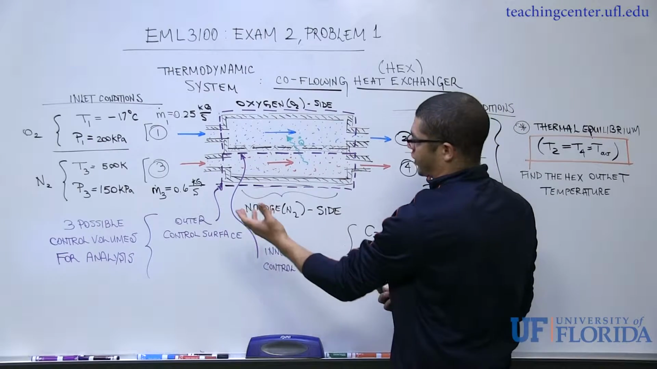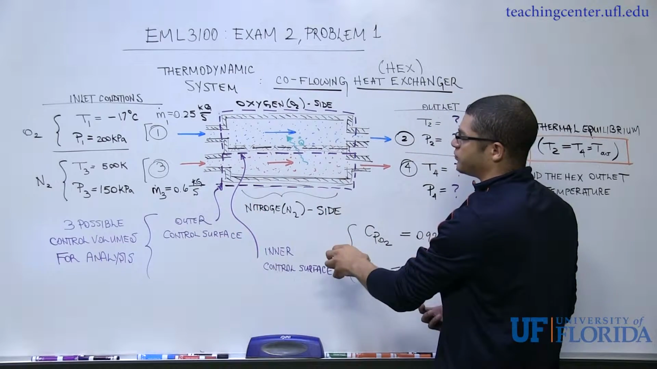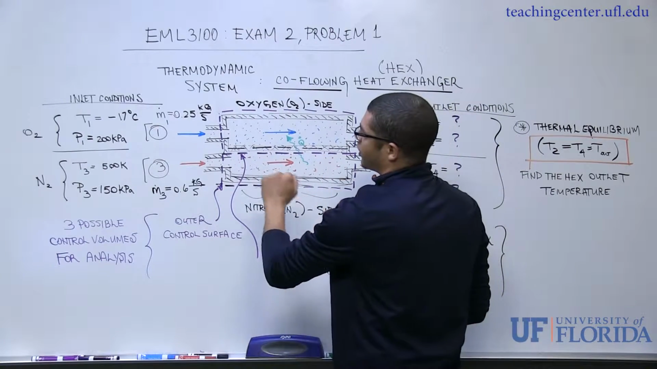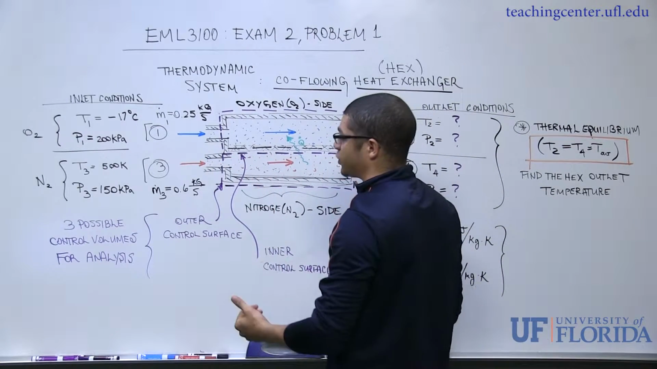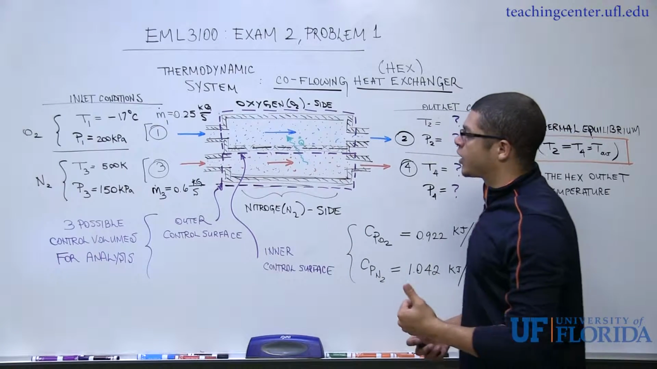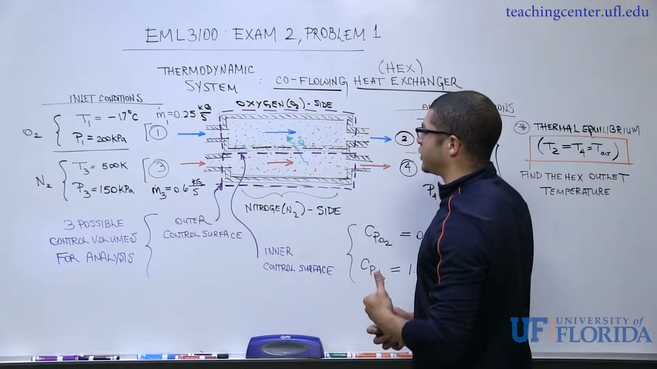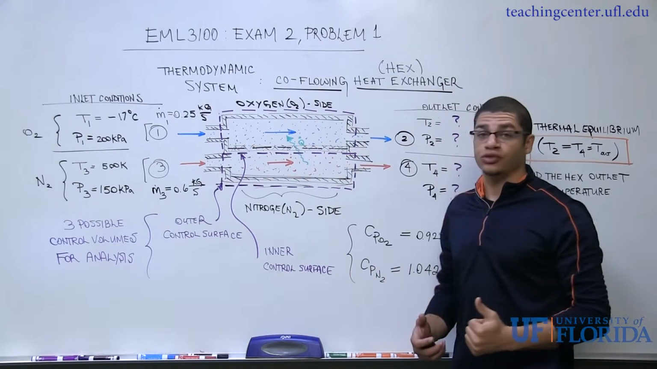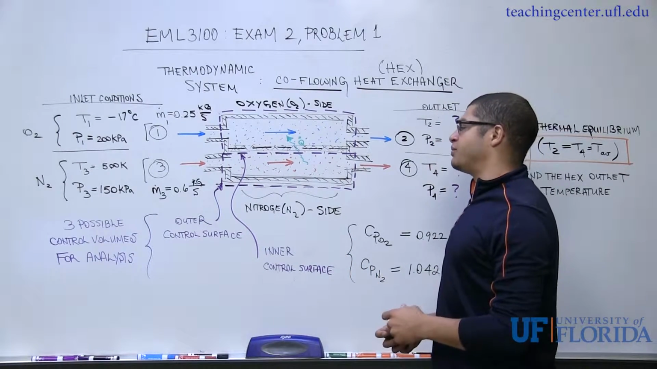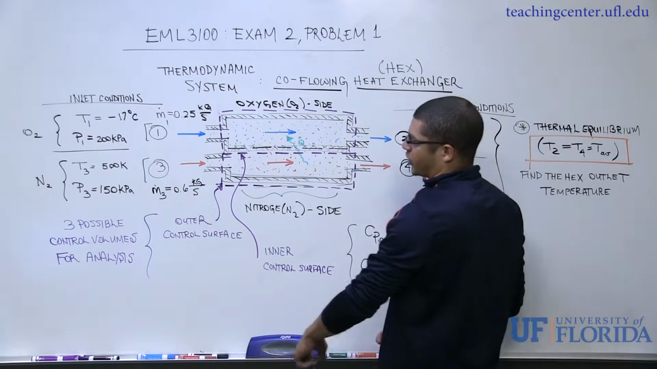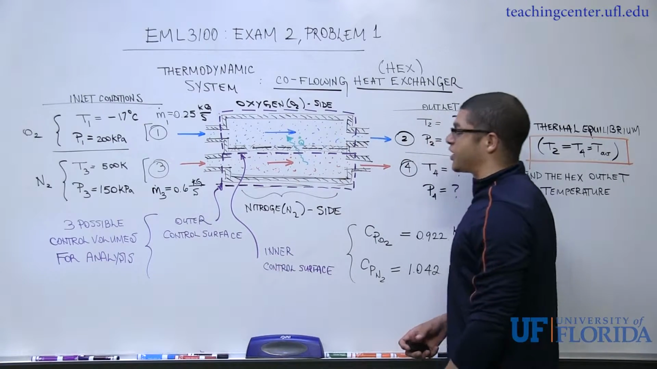What's given in the problem statement, in addition to the configuration, are the inlet conditions. On the oxygen side, we've got a temperature of minus 17 degrees centigrade, a pressure of 200 kPa, and a mass flow rate of 0.25 kilograms per second. On the nitrogen side, we have a temperature of 500 Kelvin, a pressure of 150 kPa, and a mass flow rate of 0.6 kg per second.